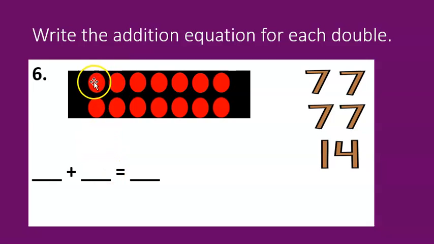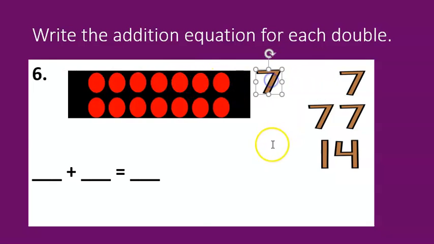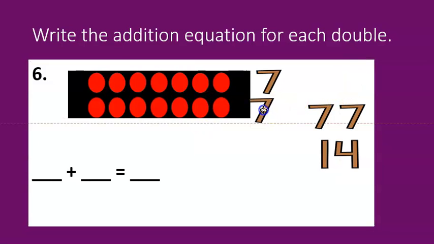Let's check. Let's count the first row. 1, 2, 3, 4, 5, 6, 7. So there are 7 on the first row. Let's count the next row. We gotta have 7 for it to be a doubles fact. Let's count. 1, 2, 3, 4, 5, 6, 7. So boys and girls, is this a doubles fact?